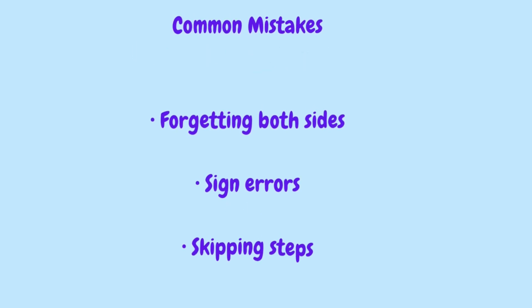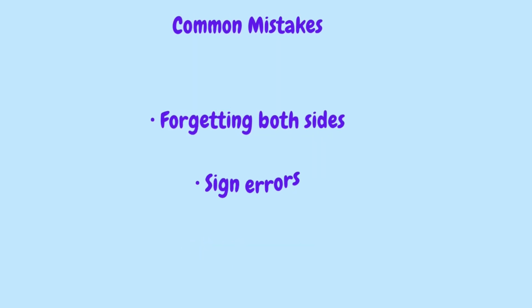Common mistakes we make in algebraic equations: forgetting both sides, sign errors, and skipping steps. Tips for success for this chapter: work step by step, keep work neat, and always check your answers.